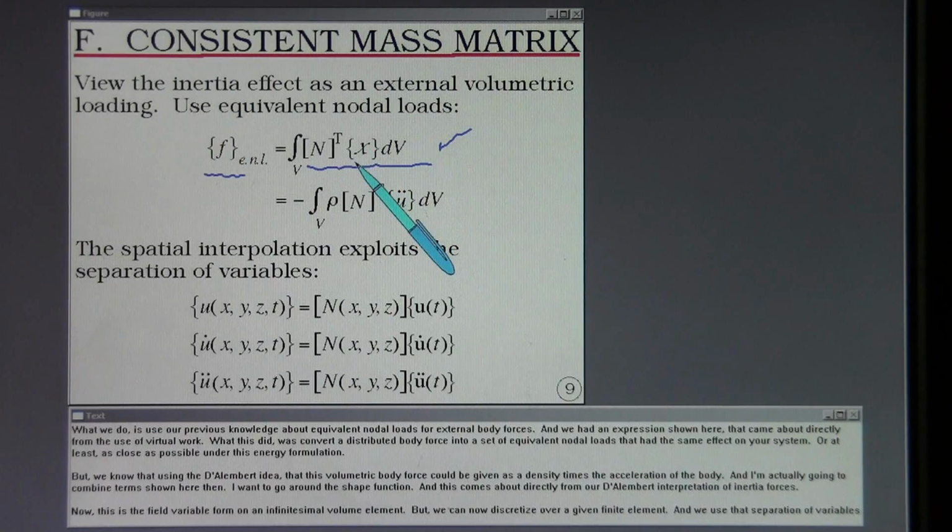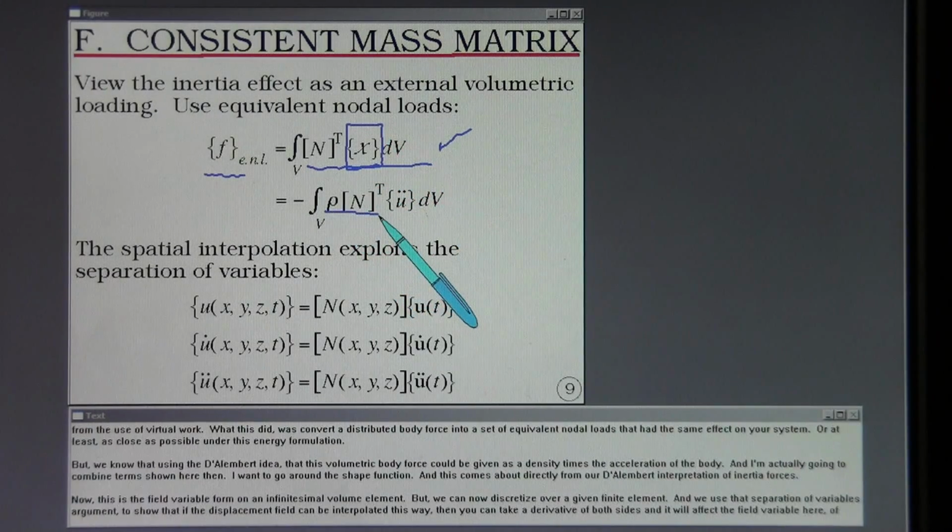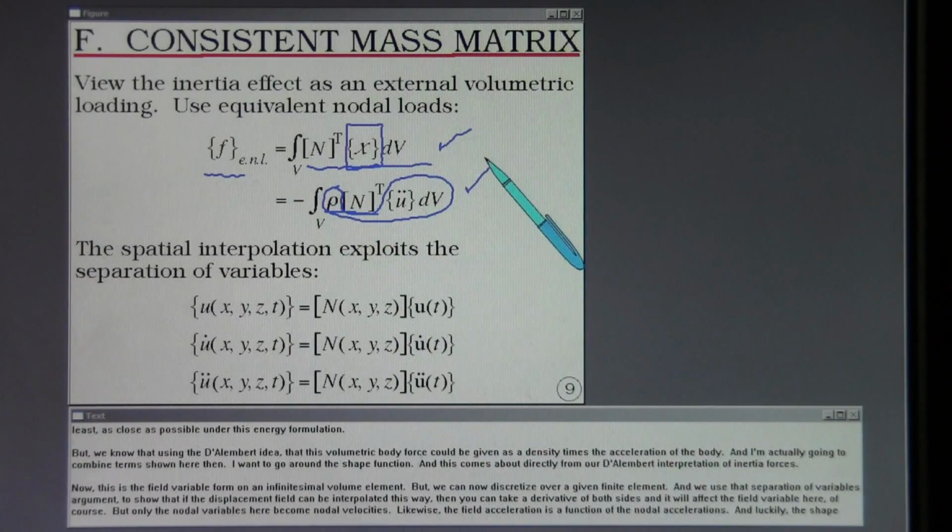But we know that using the D'Alembert idea, this volumetric body force could be given as a density times the acceleration of the body. And I'm actually going to combine terms shown here then. I want to go around the shape function. And this comes about directly from our D'Alembert interpretation of inertia forces.